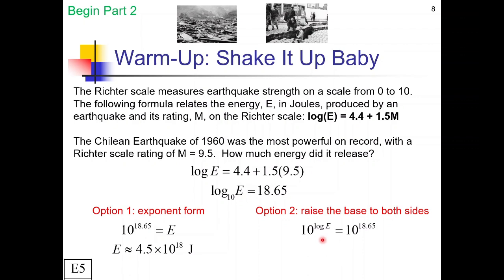And just to prove that this is legal, this is the reverse of what we did at the beginning of this lesson. Remember there when we had common bases, we were allowed to cancel them out and set the exponents equal to each other. So this is just going the opposite direction.